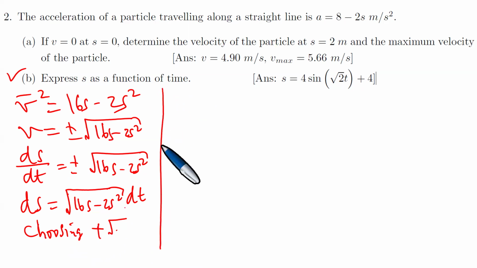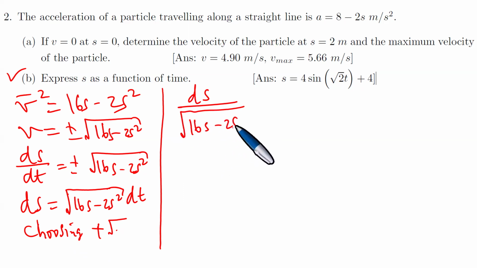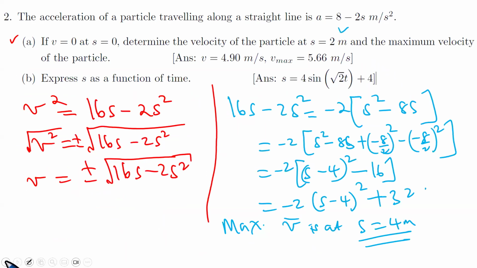So now we have ds over the square root of (16s minus 2s squared) equals dt. Let us find the integral of this. The integral of this can be found using grade 11 completion of the square under the square root. Let us complete the square here under the square root.